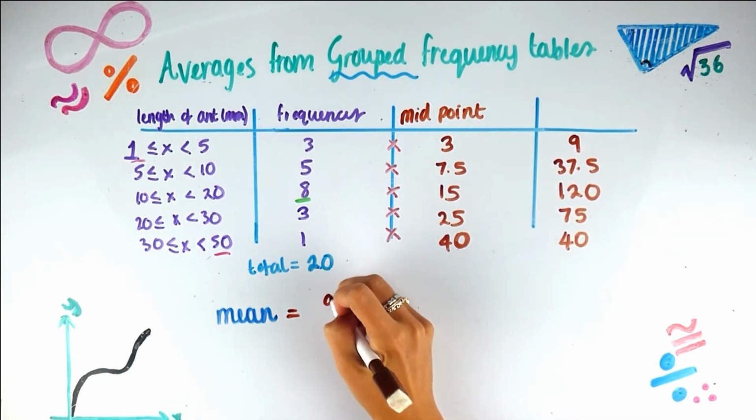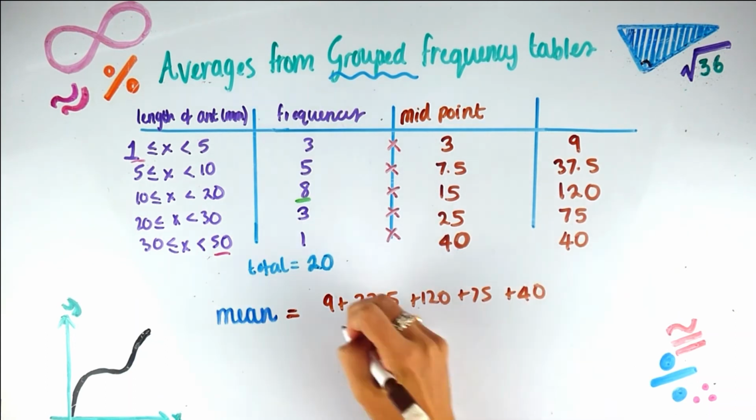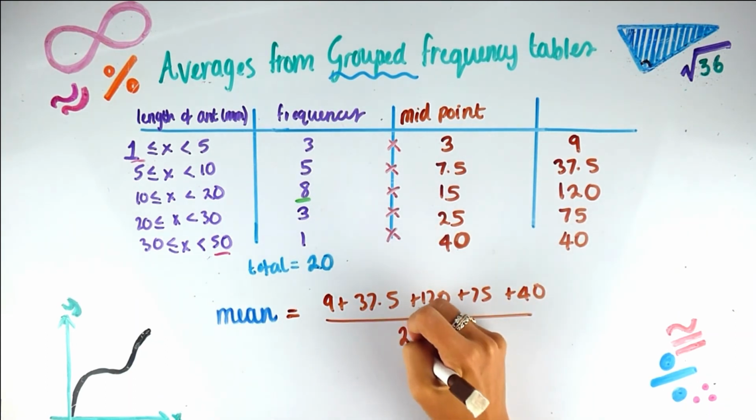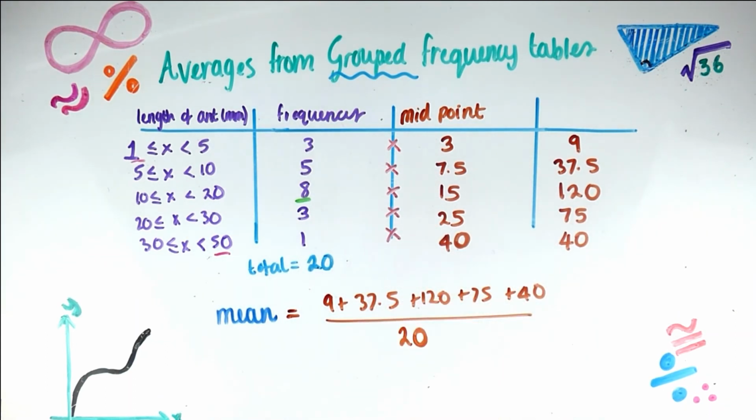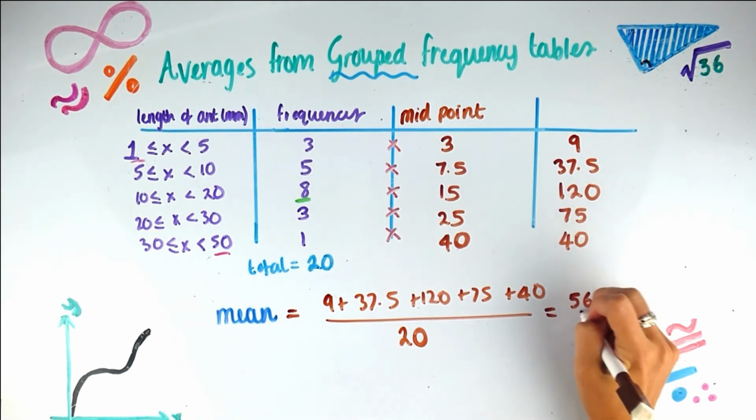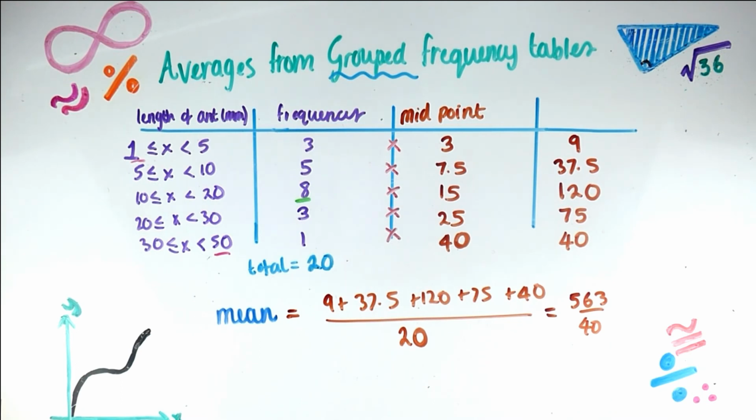So now you add those all up and you divide by the total number you had. So in this case that's 20. And you should get the answer 563 divided by 40, which is 14.075. So the mean length of an ant is 14.075 millimetres, and you might want to round that.